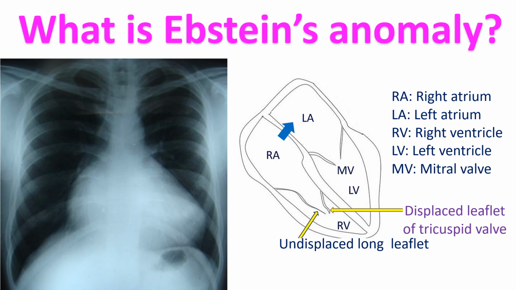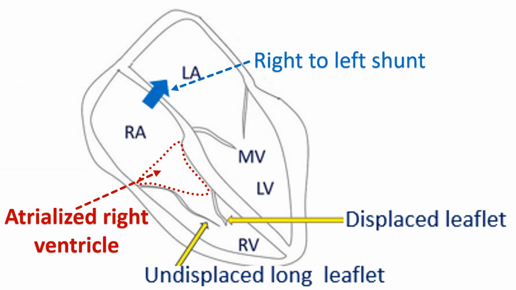The undisplaced anterior leaflet is elongated. The tricuspid valve in Ebstein's anomaly can have severe regurgitation or stenosis, both of which lead to enlargement of the right atrium. As part of the right ventricle is taken away by the right atrium, the right ventricle is small in Ebstein's anomaly. Sometimes there is an associated atrial septal defect.